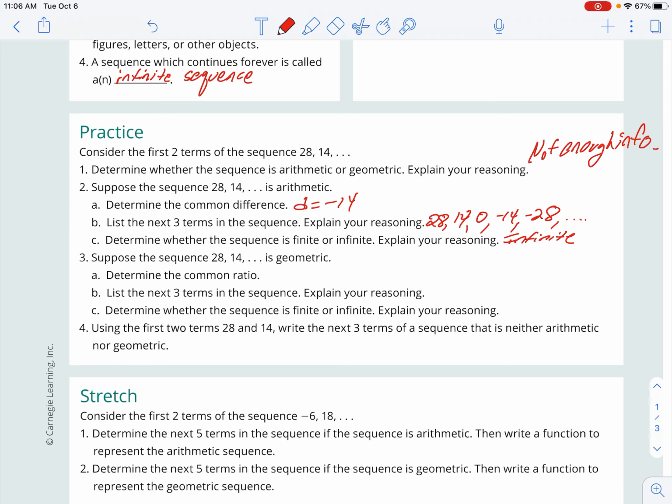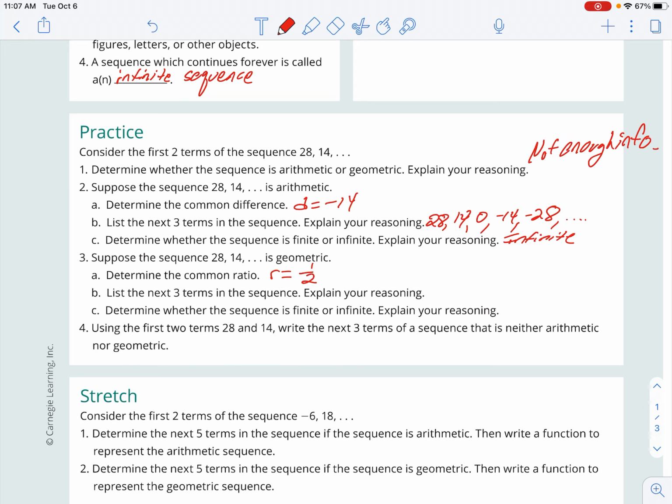Now let's say it was geometric. How are we going from 28 to 14? We're not adding or subtracting, we're decreasing, so we are dividing by a number, or another way to say this is multiplying by the reciprocal of that number. And we always go with multiplication. The common ratio, R for ratio, is multiplying by a half. We divided by 2, but the ratio should always be written as a multiplication. Dividing by 2 is the same as multiplying by a half.